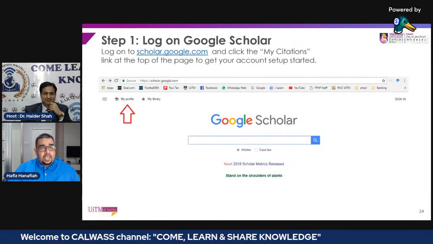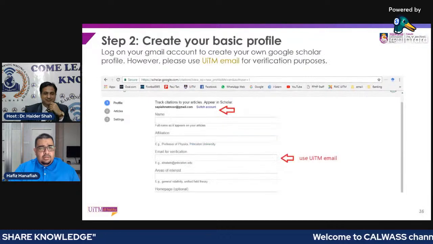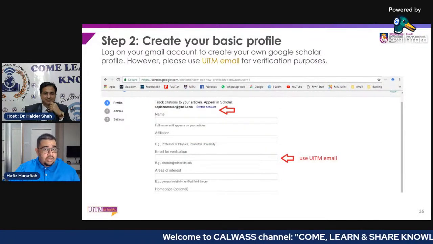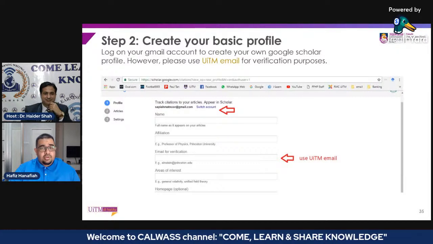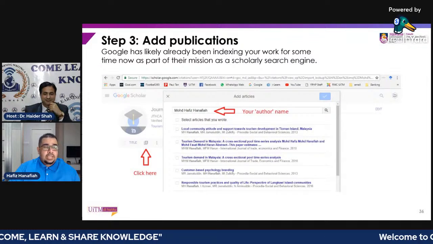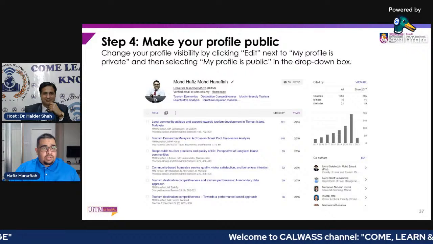Okay. And this is your Google Scholar. You have to sign in. This is your profile, and you can include your name, affiliation. This is if you don't have any account, this is the way you create a Google Scholar account. And you can search for your name and start selecting articles to be included in your profile. And eventually this is how your profile will look.